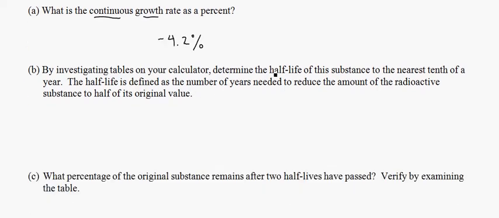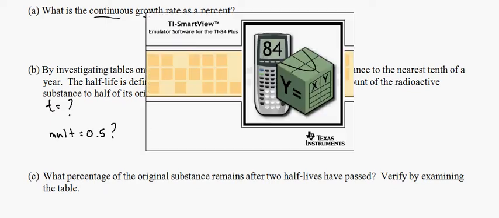Now, letter B is kind of interesting. It says, by investigating tables on your calculator, determine the half-life of this substance to the nearest tenth of a year. The half-life is defined as the number of years needed to reduce the amount of radioactive substance to half its original value. Now, what's weird is we don't really know what the original value is, right? So what we really want to know is how many years will it take for the multiplier to be equal to 1/2 or 0.5, right? That's what I want to know. So what I'm going to do is I'm going to take my graphing calculator. Let me open up my TI-84.